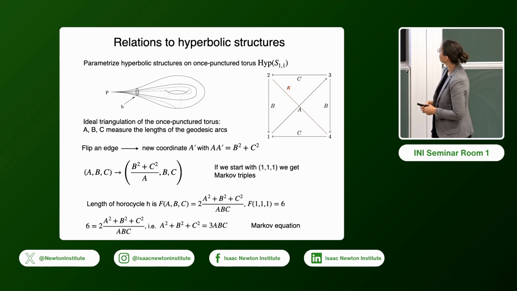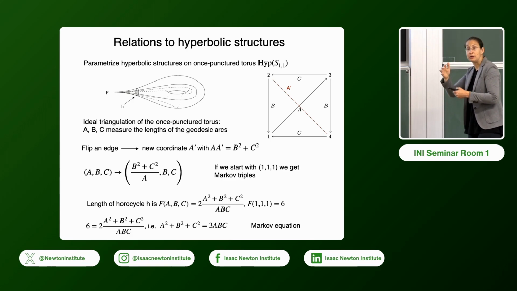And so now if we start with a equals 1, b equals 1, c equals 1, we get that the length of this horocycle is 6. And since this doesn't change, if we change the move, we get back the Markov equation. So you get Markov numbers by looking at hyperbolic structures on one-punctured tori.